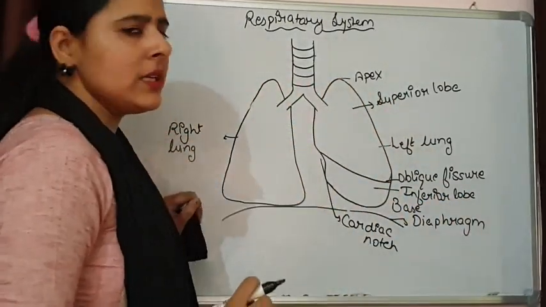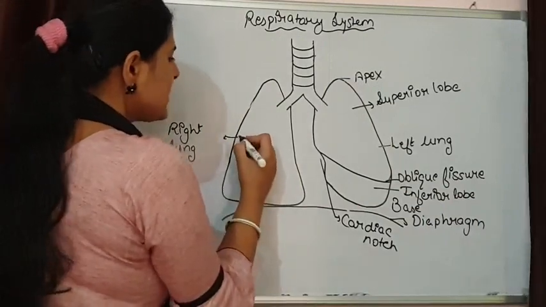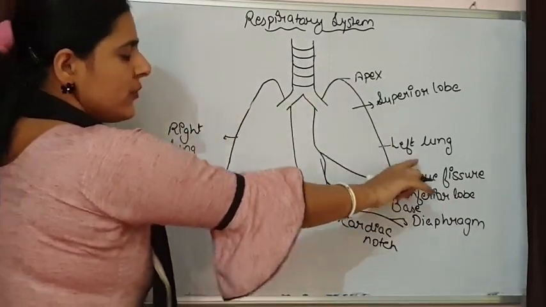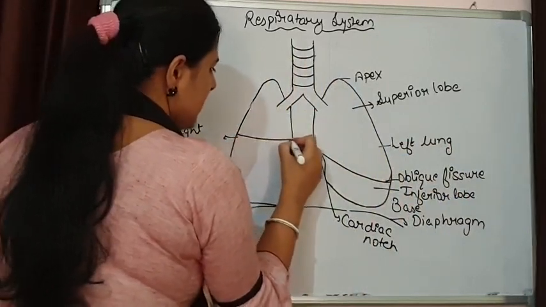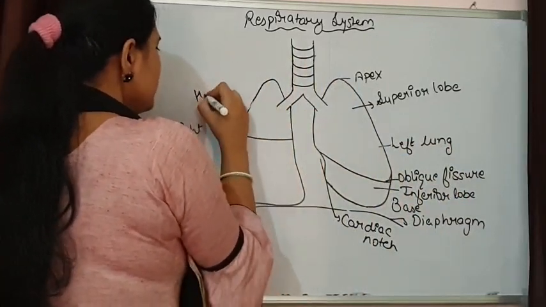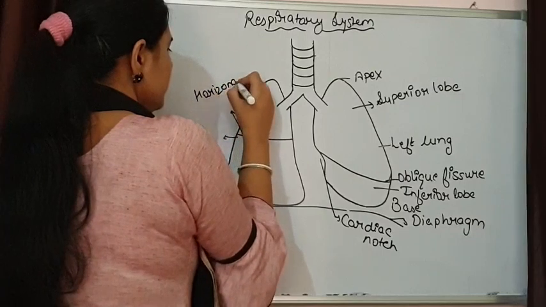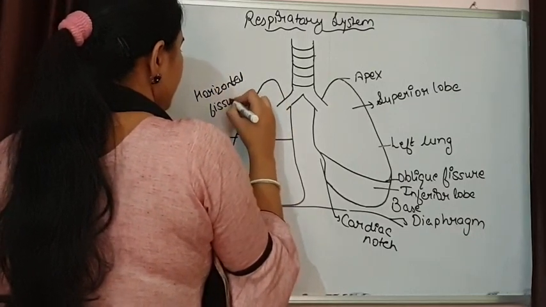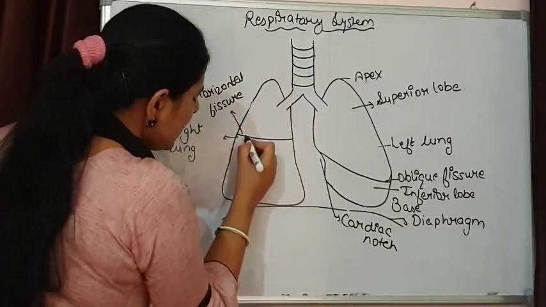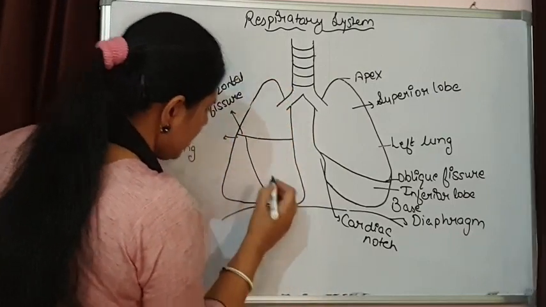This side of the lung is also divided into various lobes. Here only one single fissure is present. Over here two fissures are present. One is a horizontal fissure and the second one is again an oblique fissure.